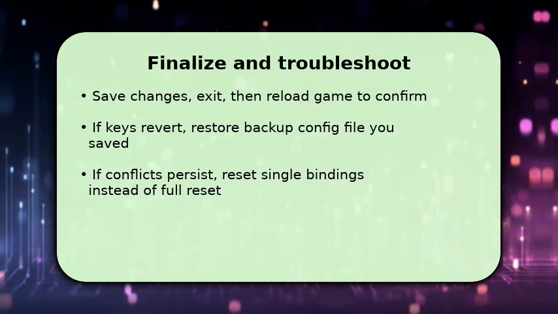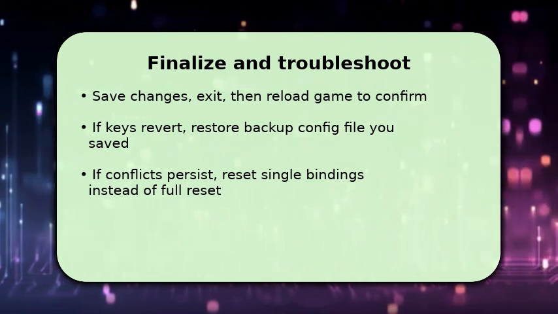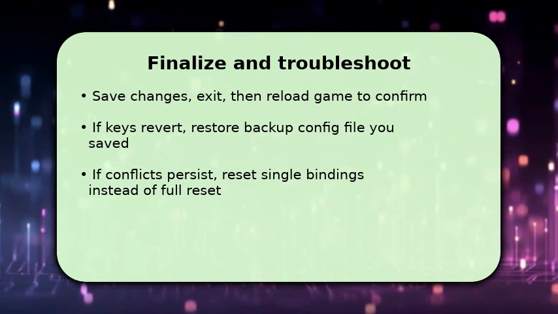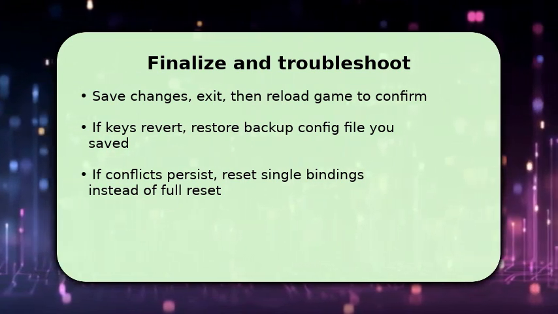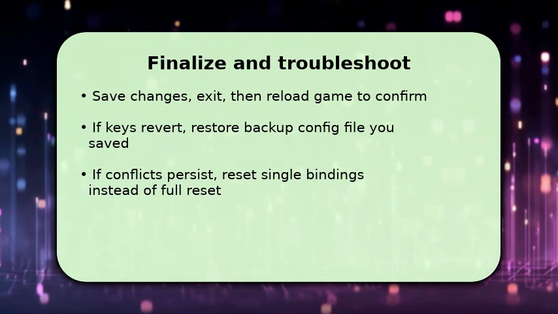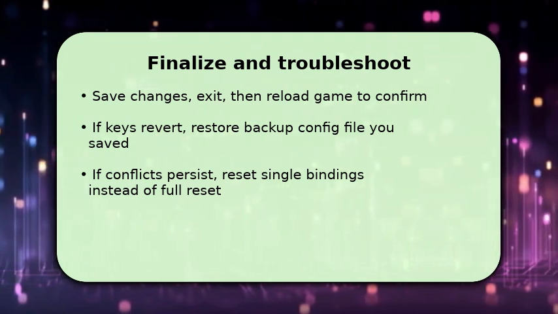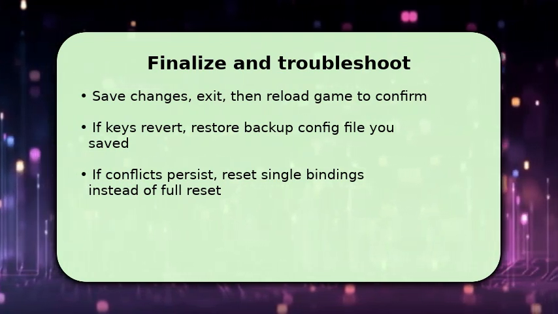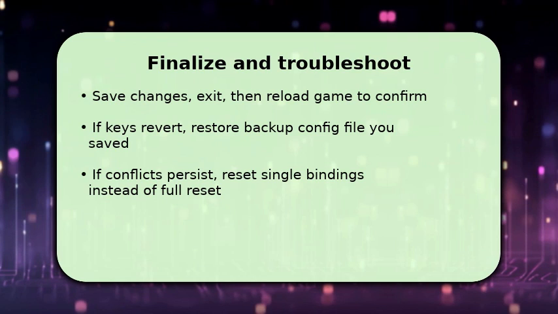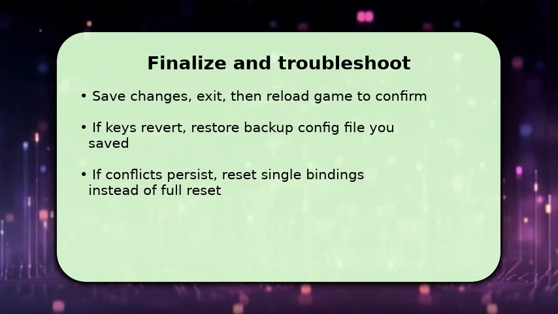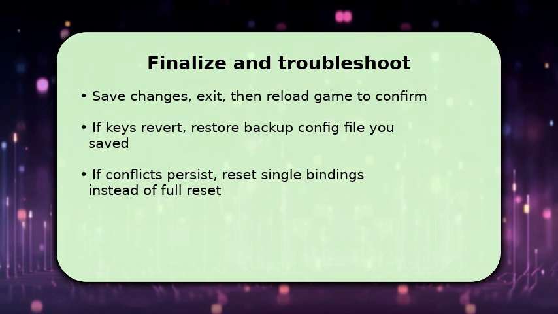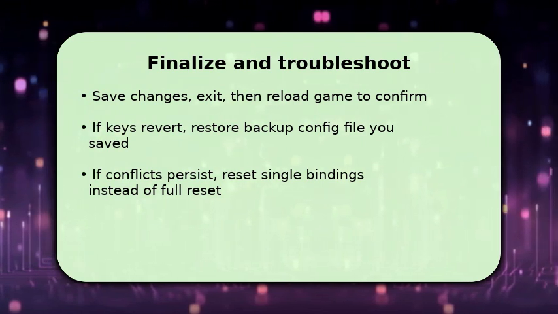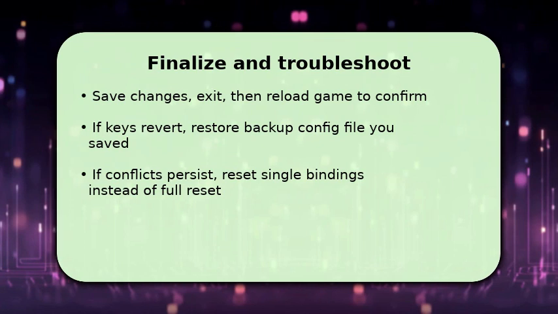If keys reverted or behave oddly, close GTA V and restore your original backup config file, then relaunch. If a single binding still conflicts, open key bindings and reset only that action instead of doing a full reset. This isolates the problem. Finally, make a fresh backup of the working layout so you can recover quickly next time. That one extra save prevents repeated troubleshooting.